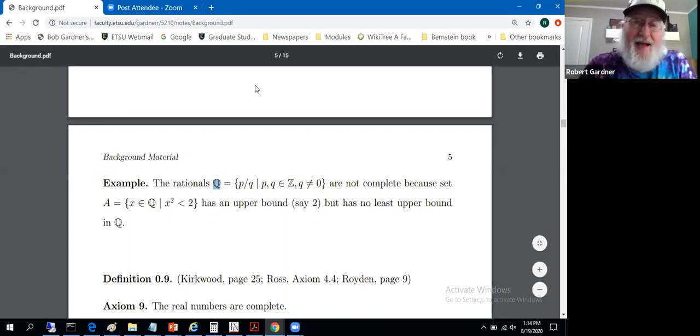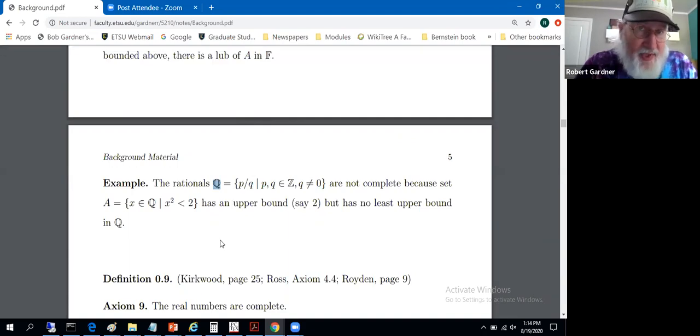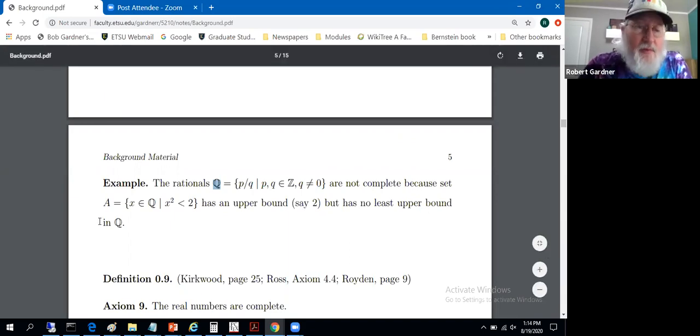Completeness is an idea of a continuum. We don't have a continuum in the rational numbers, because there's a hole, a gap, at the square root of 2. The square root of 2 is not there in the rationals. Neither is the square root of 3, neither is pi. And so I could do a variety of different things and come up with sets with upper bounds of rational numbers that do not have least upper bounds in the field of rational numbers.